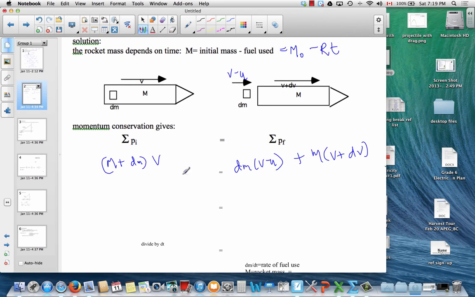Okay, so we expand the brackets and a bunch of stuff cancels. The mv term cancels, the dm v term cancels, and you end up with 0 is minus u dm plus big M dv. So we're going to divide by dt and then bring this little term over to the other side. And what that's going to give me is big M dv/dt is minus u dm/dt.